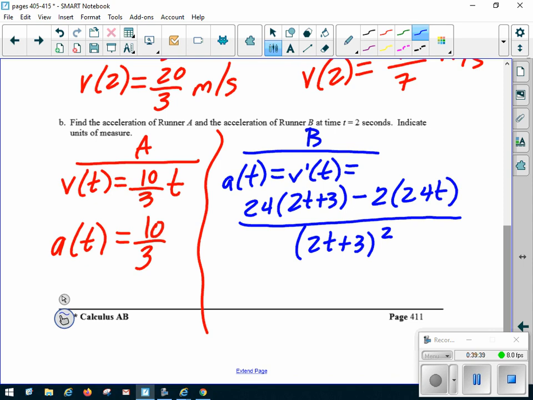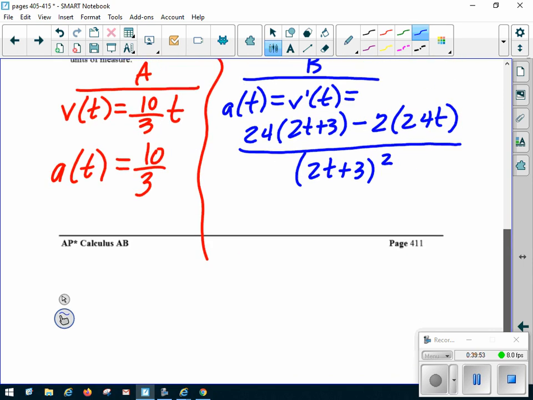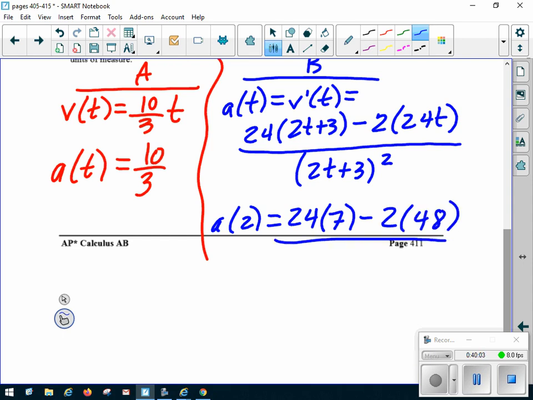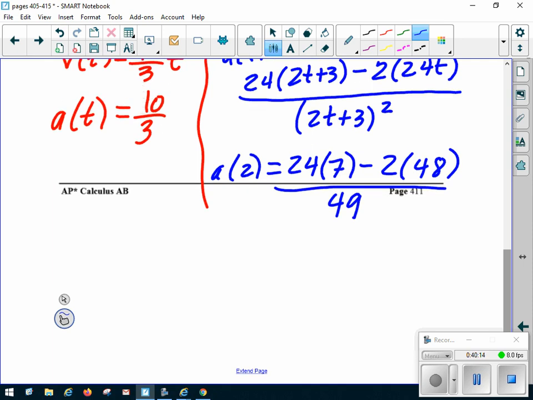Please just plug into this. Please do not take the time to do algebra here and distribute and combine like terms, because all you want to know is A of 2. So just plug it in. So A of 2. What's that? 24 times 7 minus 2 times 48 over 7 squared. 72 over 49. And then remember your units.